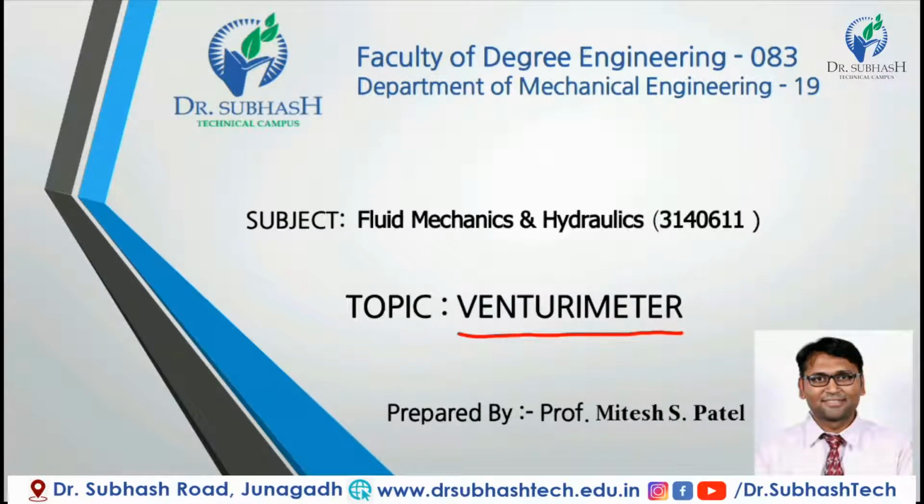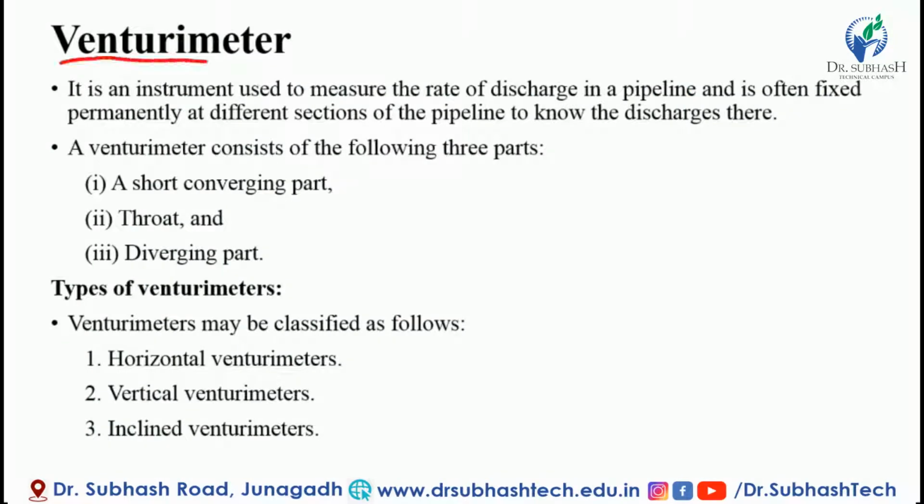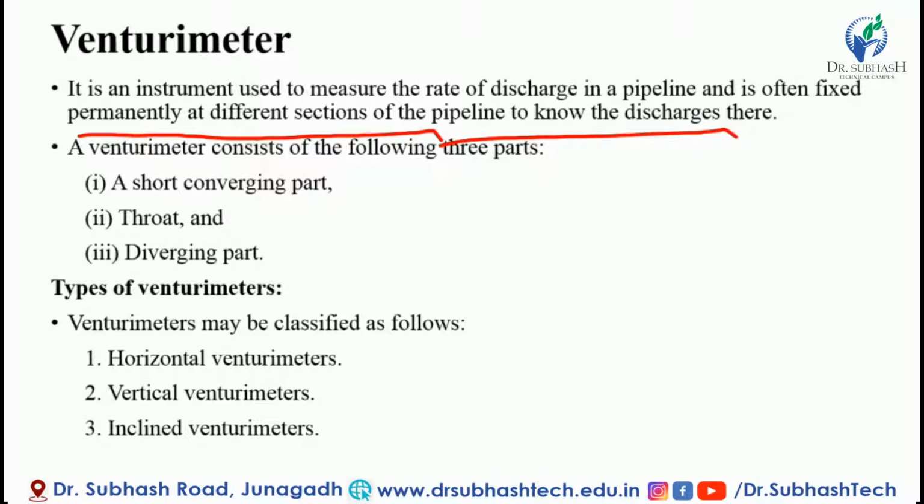So in this lecture, we will see what a venturimeter is, what the application of a venturimeter is, and where it is fixed. So let's start the lecture. First of all, we see what a venturimeter is. A venturimeter is a measuring instrument. It measures the rate of discharge in a pipeline, and it is permanently fixed to the section of pipe to measure the discharge.